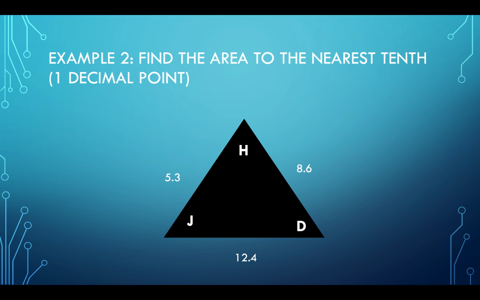In example 2, let's try to find the area to the nearest tenth, so 1 decimal point. What's so funky about this triangle? Did I use A, B, and C? No, I used J, H, and D. Notice the sides are no longer labeled A, B, and C. It's okay. The formula is still going to work. Instead of using A, B, and C, we're just going to use J, H, and D. So side J is 8.6, side H is 12.4, and side D is 5.3.